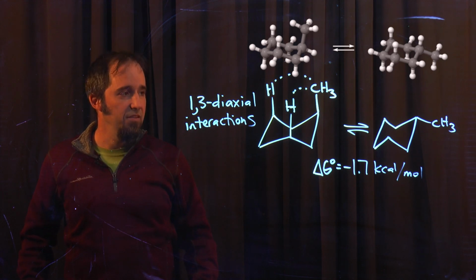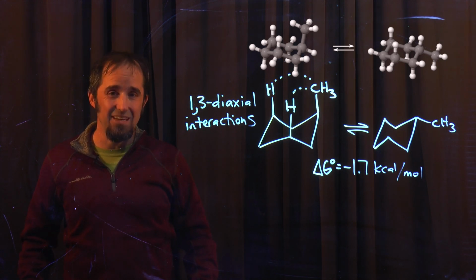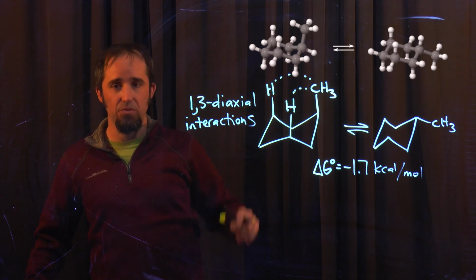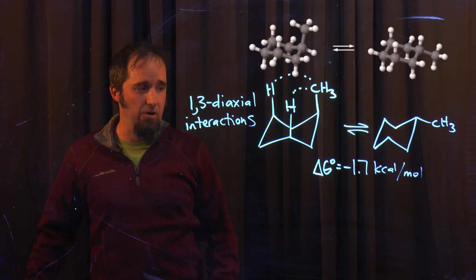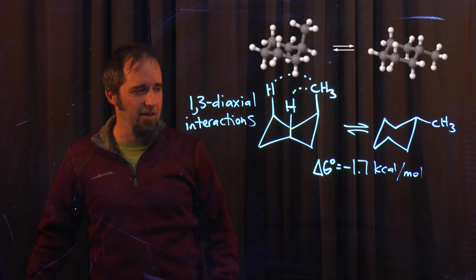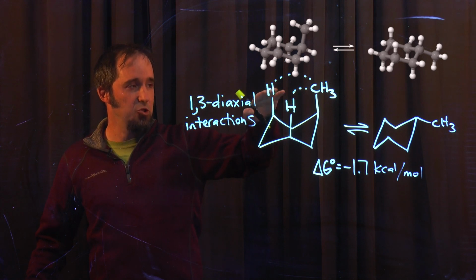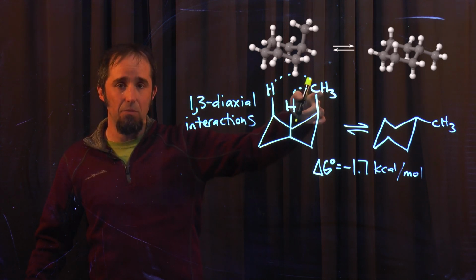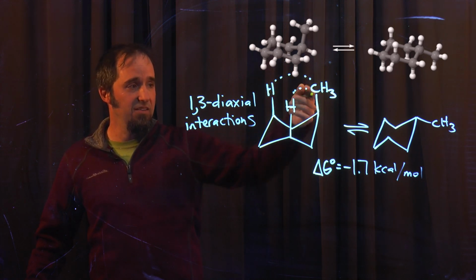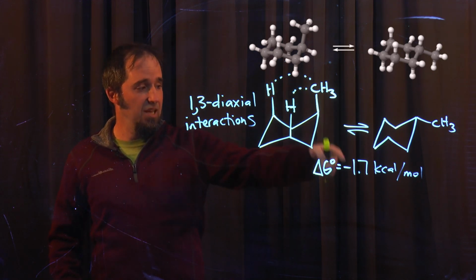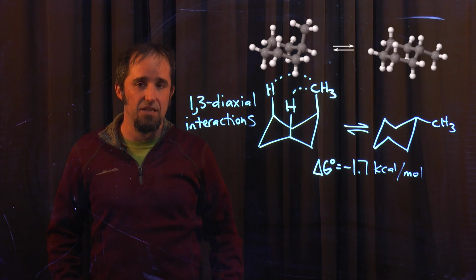We usually think about this in terms of what we call 1,3 diaxial interactions. Two hydrogens in axial positions don't bump into each other that much. Again, that's essentially a gauche interaction. But here, this hydrogen is kind of too close to this axial methyl group, and so there is an interaction there that two of them together give us about 1.7 kilocalories.